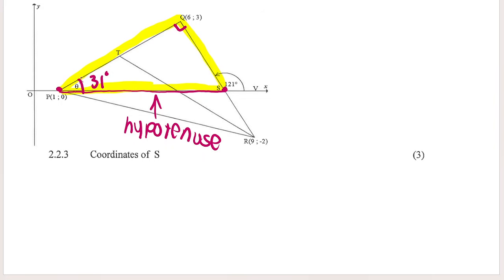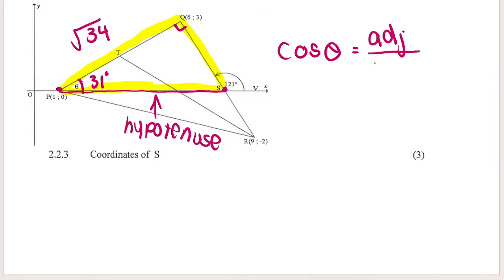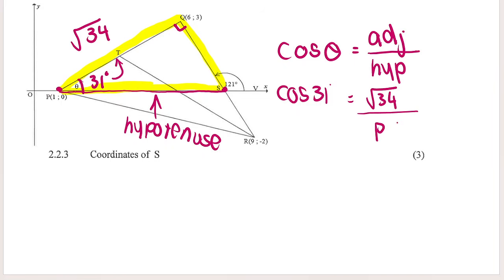And we know that PQ over here is the square root of 34. And because we have this angle, 31, we can use cos. So we can say cos, remember cos of theta is equal to the adjacent side over the hypotenuse. So look at where theta is, where 31 is. Cos 31 is equal to the adjacent side, which is this side, PQ, which is square root of 34, over the hypotenuse, which is PS, which is what I'm looking for. And you might think, okay, if you get the length of PS, how is that going to help you find S? I will show you in a second.